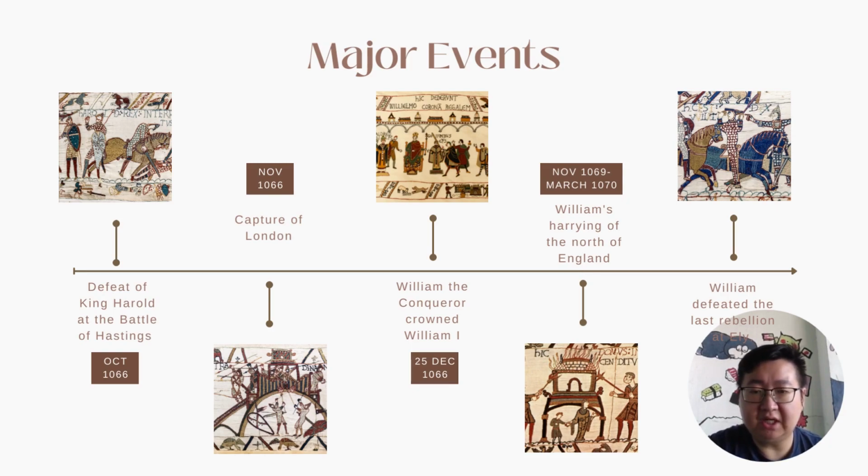And then we can see the next month, during December, William is crowned William the First by the church and is officially the ruler of England by that point. And then the next year, in November 1069, William's harrying of the north of England. So he pretty much conquered and united all of England by this point. But alas, very soon we can see that he is defeated by some rebels.